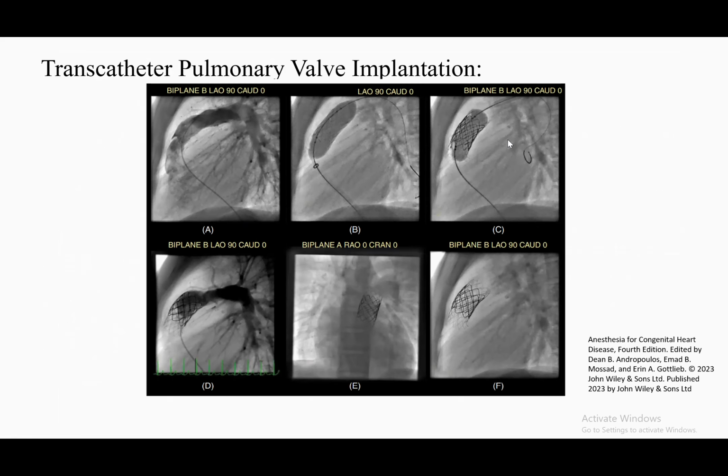This is a transcatheter pulmonary valve implantation. It is one of the management solutions, but in larger patients. It's similar to the TAVI, but on the right side.